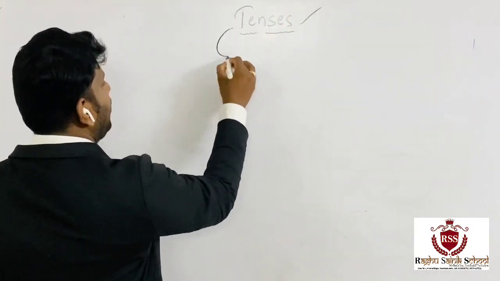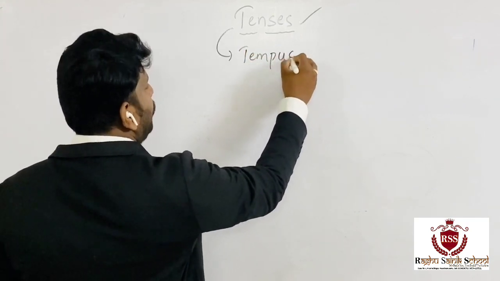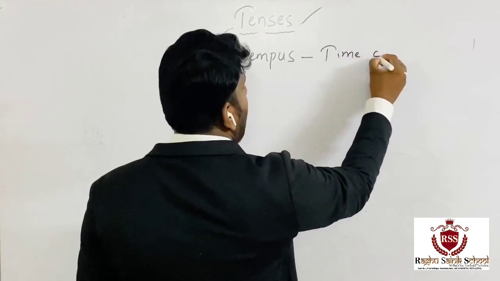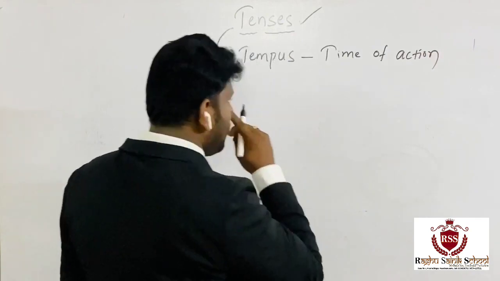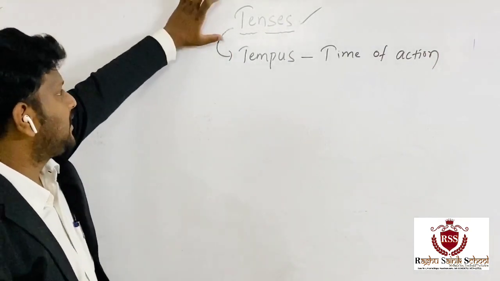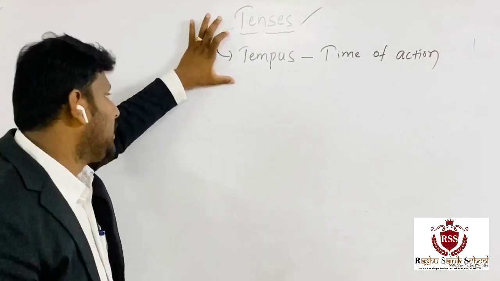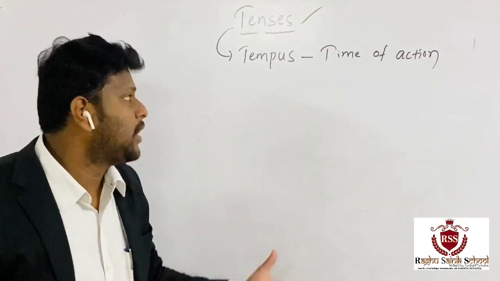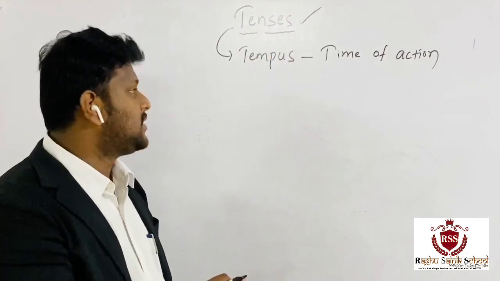Tense is the word derived from the Latin tempus, which means time of action. Tenses are the second part in grammar which shows the time of action. Manam eppudu chestunnam, ela chestunnam ane dani gurinchi cheppede ee tenses.